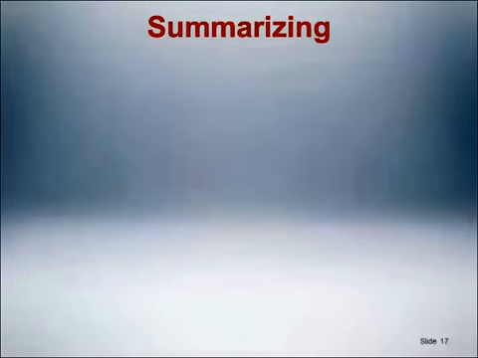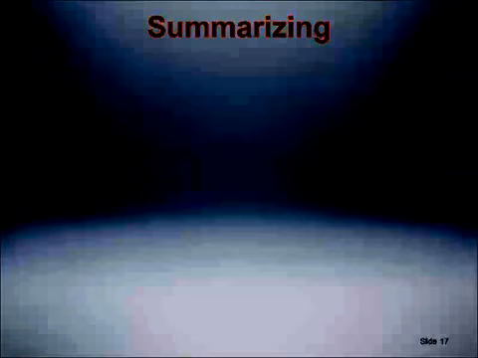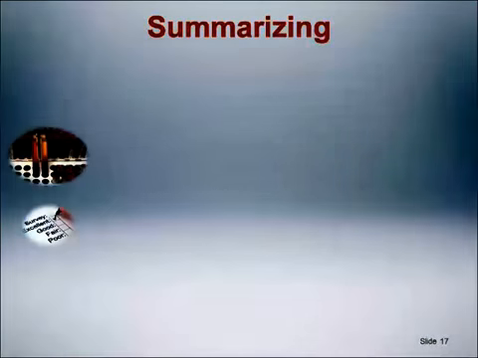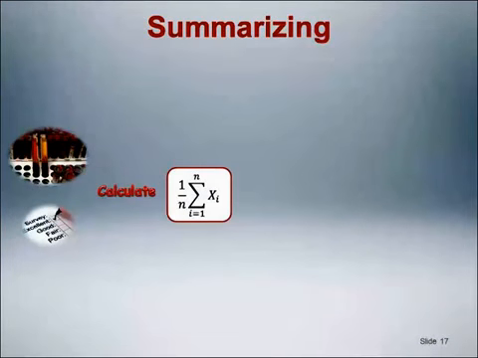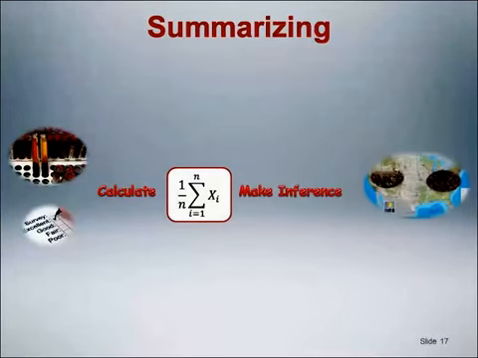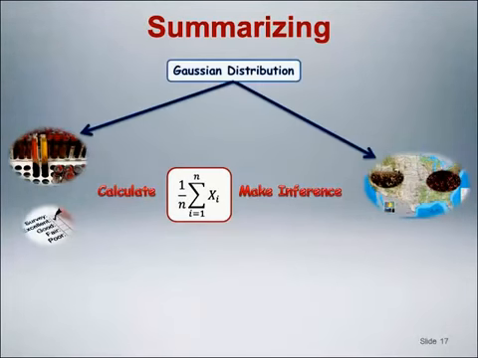Summarizing, let's say we have sample data, maybe blood lab results or survey results. We calculate sample statistics for our data and then use those statistics to make inferences about the population of interest from which we have drawn our sample. If we can reasonably assume that the distribution of values in the population has a Gaussian distribution, we can take advantage of the properties of this distribution in making inferences about the population under study.